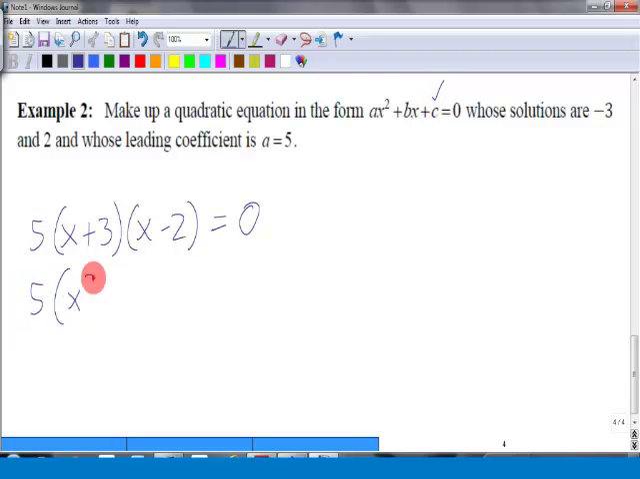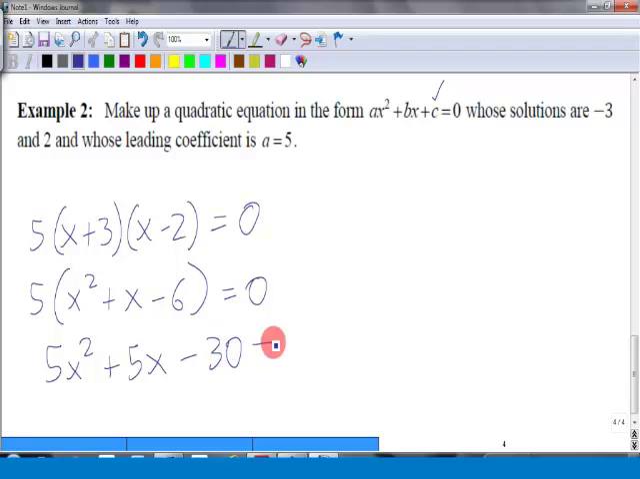5 times x squared minus 2x plus 3x is how many x? Minus 2x plus 3x. Just 1x, right? And then 3 times negative 2 equals negative 6. If we then distribute the 5 across the parentheses, it's 5x squared plus 5x minus 30 equals 0.